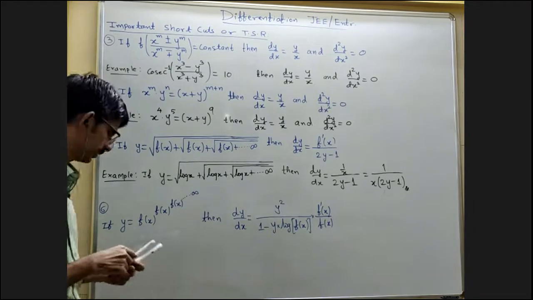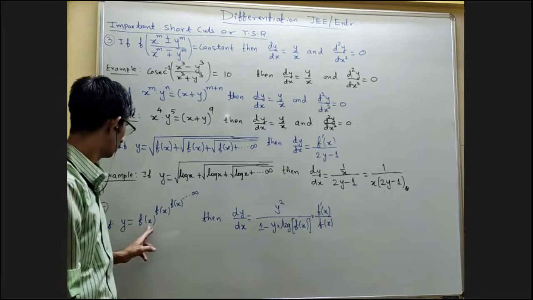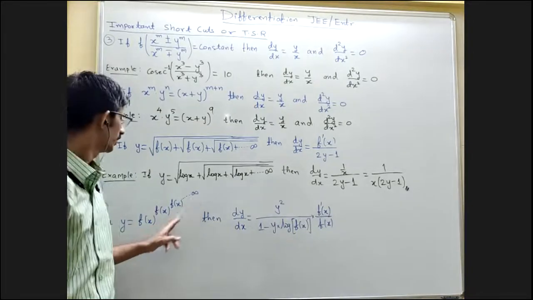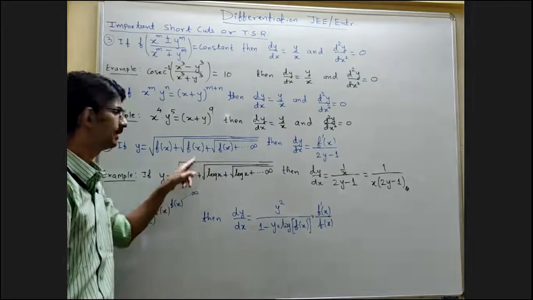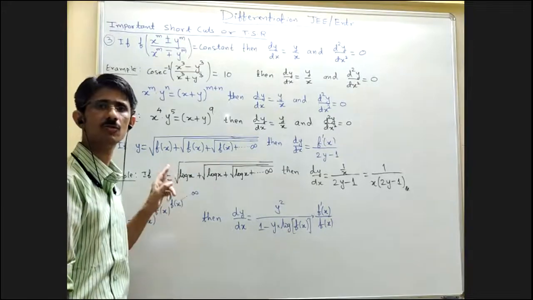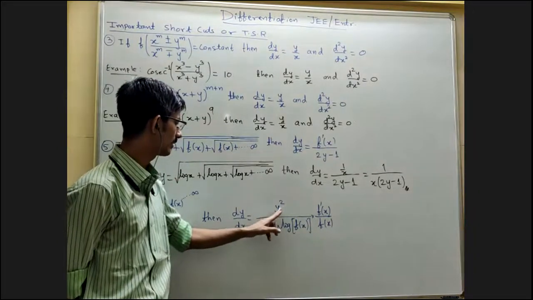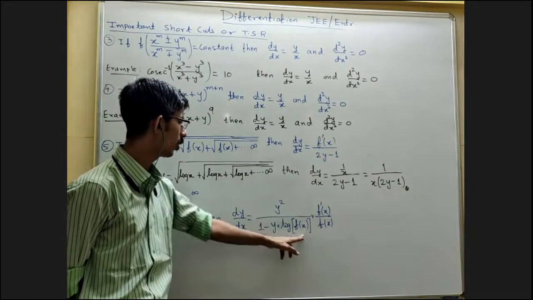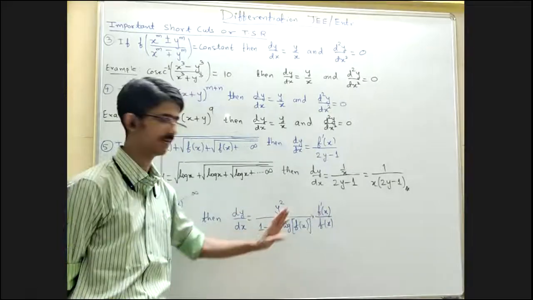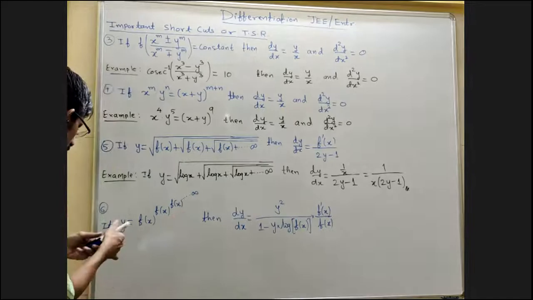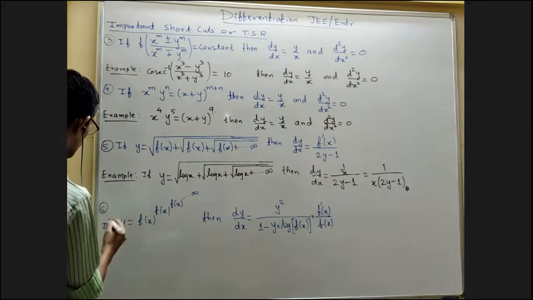Next and the last one, the sixth example. Y is equal to f(x) raised to f(x) raised to f(x), up to infinity. This is for an infinite series, not for a finite one. Then dy by dx will be equal to what? It is y square upon 1 minus y into log f(x), into f dash of x upon f(x). We have to remember it like this. So let us take down an example for the sixth one.